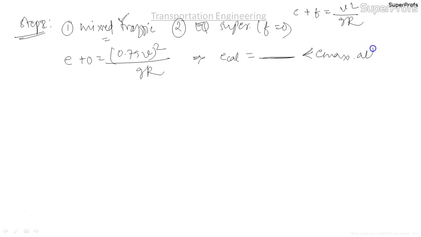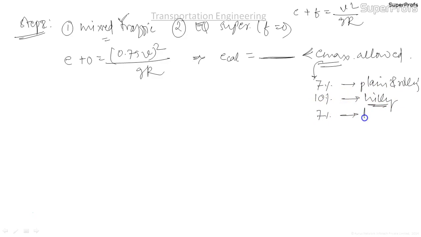Now e max allowed depends, and at times it is given. e max is 7% for plain and rolling terrains, and it is 10% for hilly and mountainous terrains, and it is again 7% for hilly terrains with snow. It comes from IRC, that is the limits of super elevation. So if it is less than e max allowed, then go for the calculated e value.